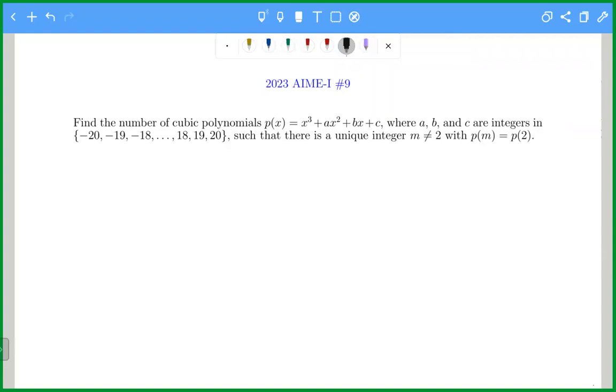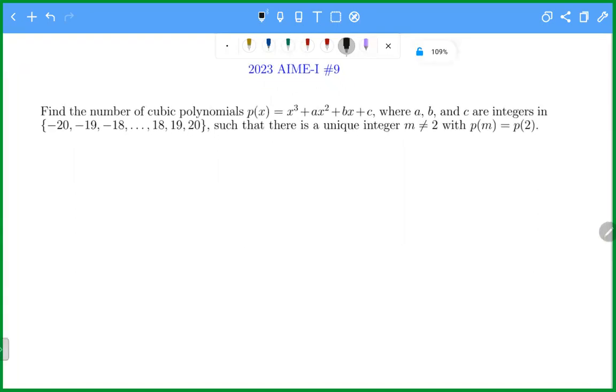Find the number of cubic polynomials p of x equals x cubed plus ax squared plus bx plus c, where a, b, and c are integers between -20 and 20, such that there's a unique integer m, which is different than 2, with p(m) equals p(2).